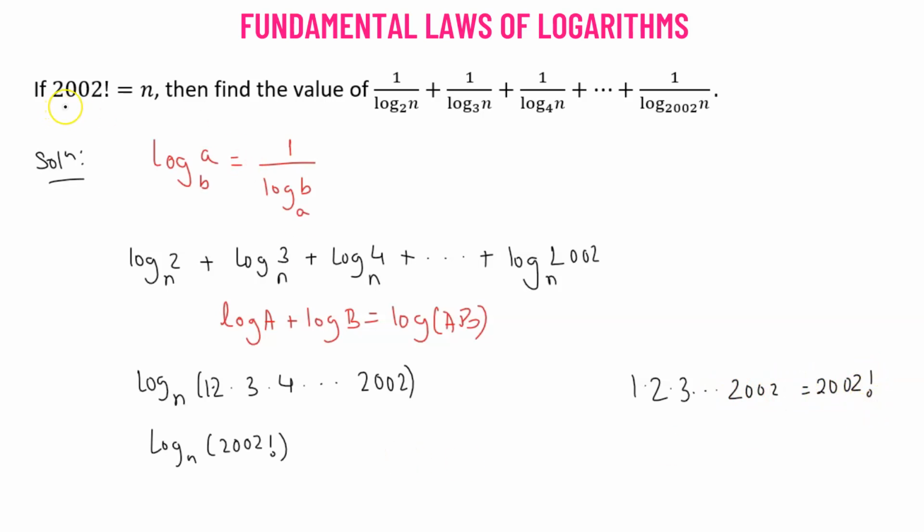Now it's given in the problem that 2002 factorial is equal to n. So we have log of n, where we have replaced 2002 factorial with n, with the base of n. Now this value goes to 1, because when we have log of a with the base of a, this value is always equal to 1. In our case, our a value is equal to n. That means the value of this given expression is going to be equal to 1.